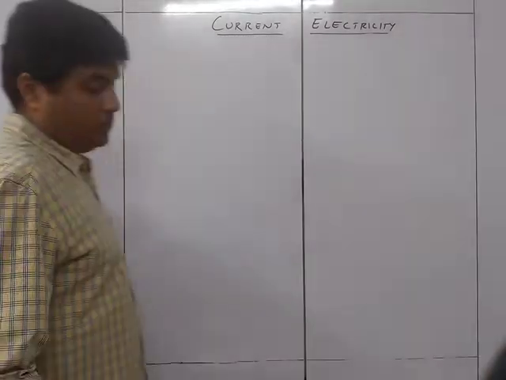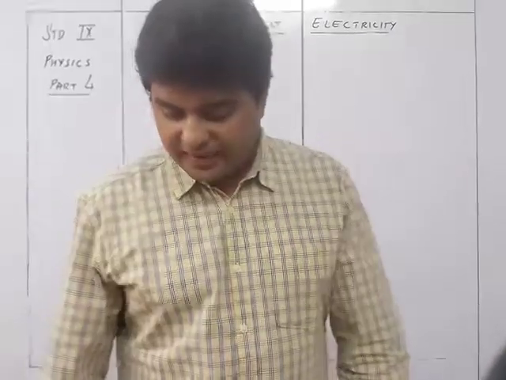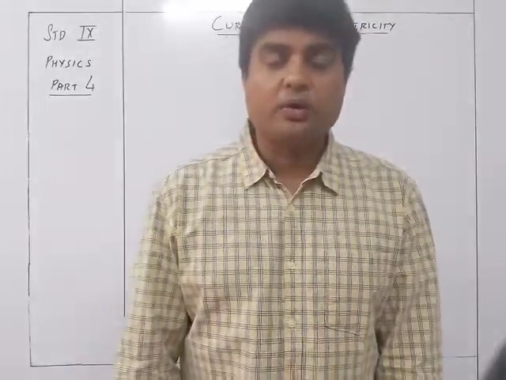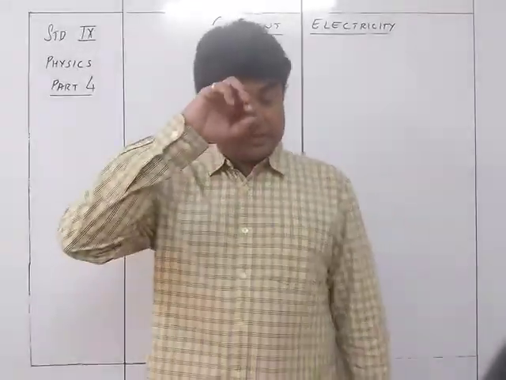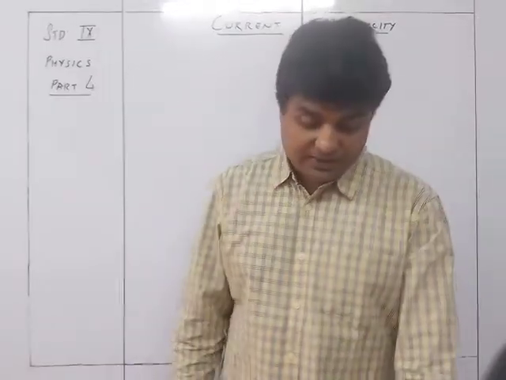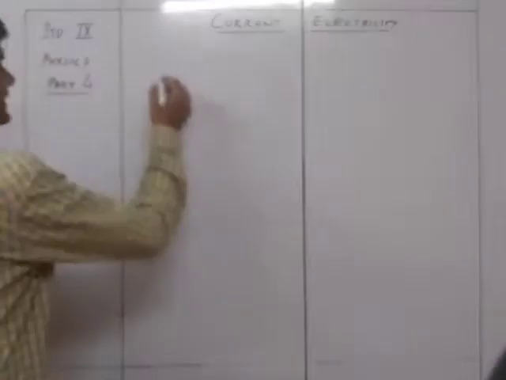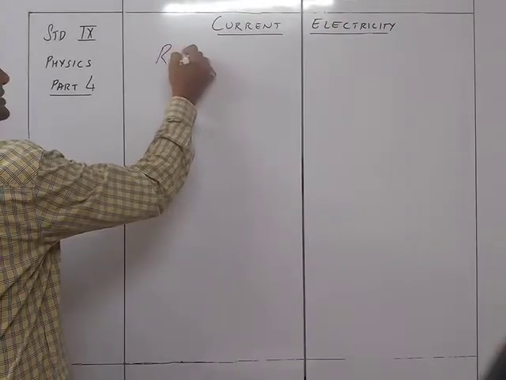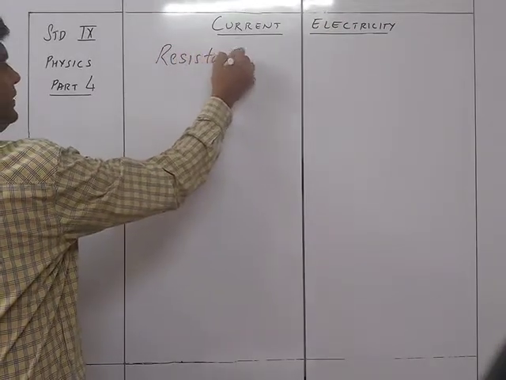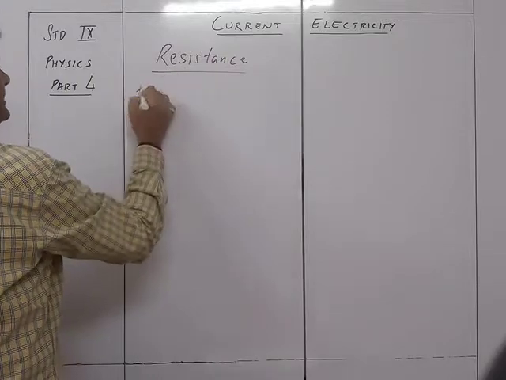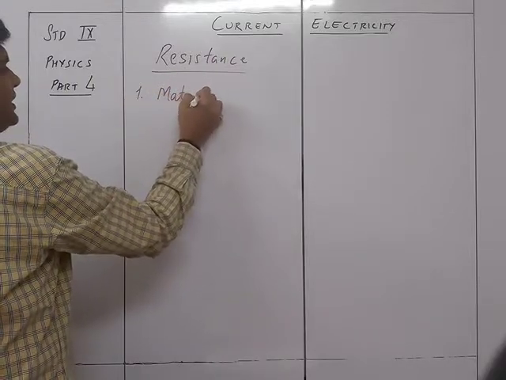So we continue with current electricity, and we were about at the point of resistance and the factors affecting the resistance of a conductor. So the factors affecting the resistance of the conductor: we see the resistance is going to be dependent on, first thing, the material of the conductor.